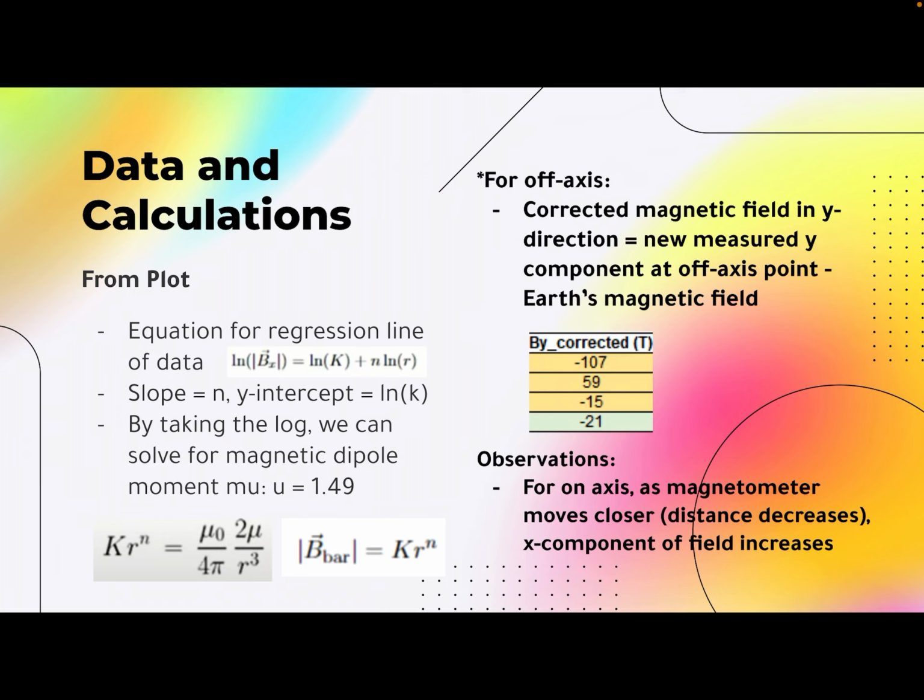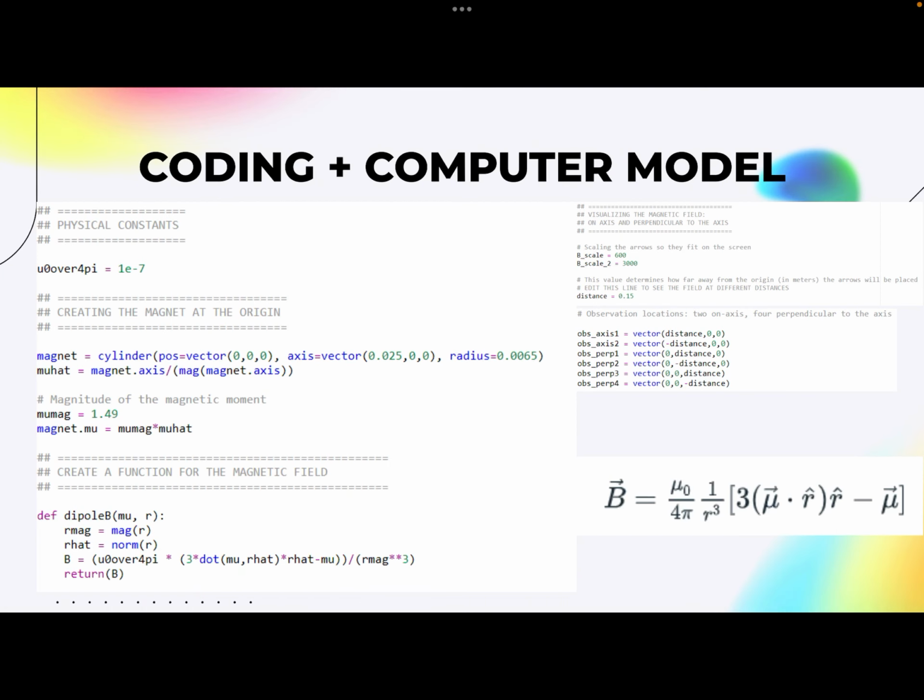Some important notes are that for our off-axis data, we had to correct our y component by taking into account the Earth's magnetic field. So the following code was used to simulate our experiment, and we start by establishing our constants and creating a function for our magnetic field, and here we use the following equation for the magnetic field of a dipole.